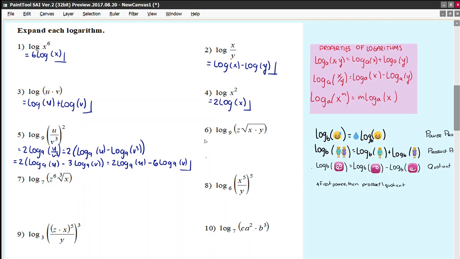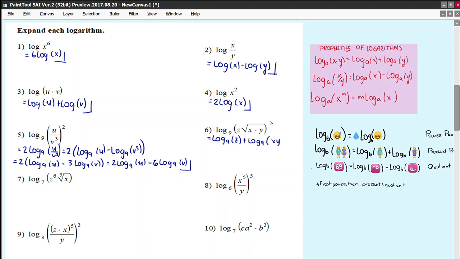For exercise 6, notice that the first thing we have is a product inside my argument. That is the first thing you have to realize. The first thing is a product inside. So by using the product property, I'm going to rewrite this as logarithm base 9 of z plus logarithm base 9 of the square root of x times y.